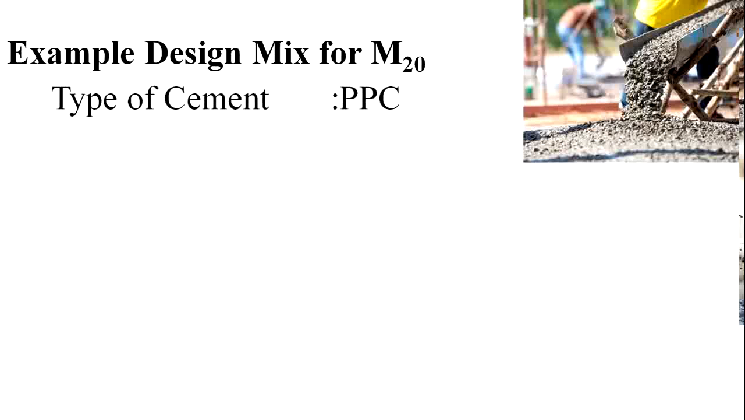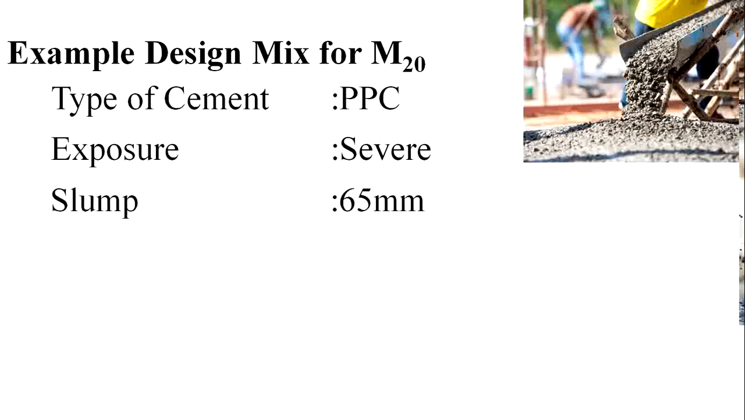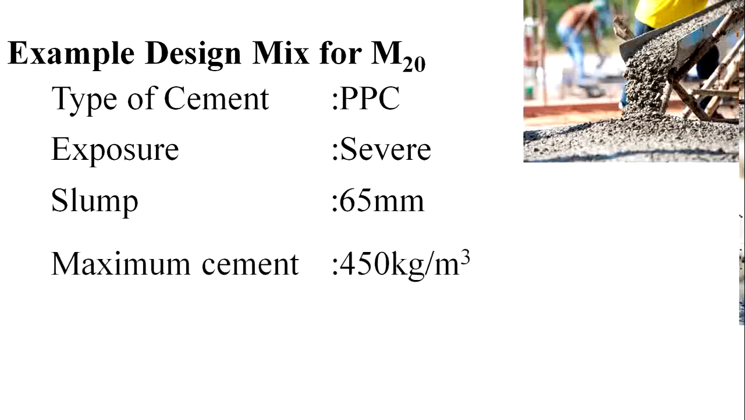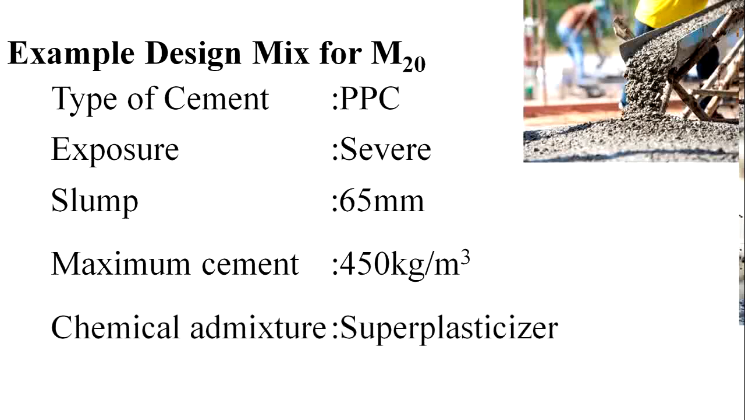Now we can move on with the design example mix for M20 grade concrete. The type of cement is taken as PPC. The exposure is assumed as severe. The slump is taken as 65 mm. The maximum cement content to be taken is 450 kg per meter cube. The chemical admixture used is superplasticizer. The size of the aggregate to be used is 20 mm.